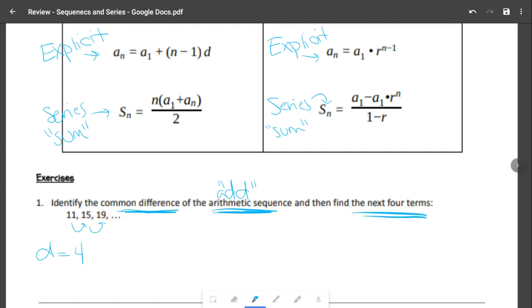So then find the next 4 terms. After 19, we're going to start continuing to add 4. So you should get 23. Add 4 again. You should get 27. Add 4 again. You should get 31. And then add 4 again. You should get 35. So there are the next 4 terms.